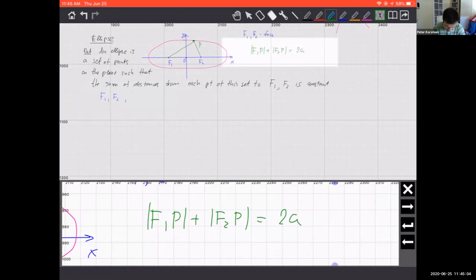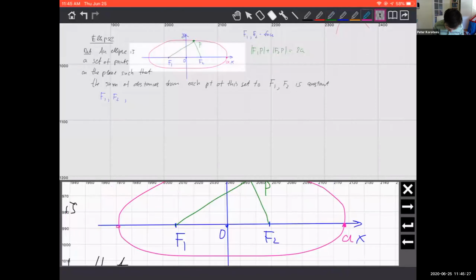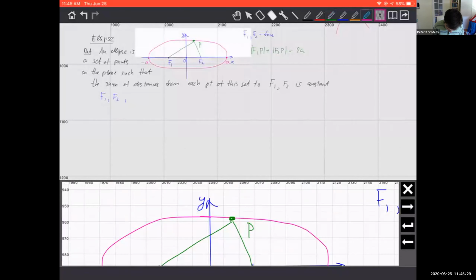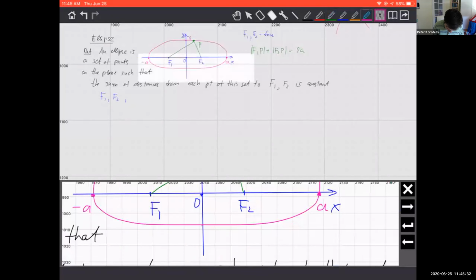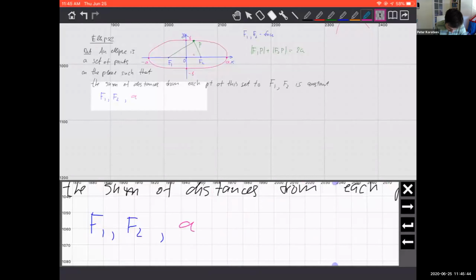So it's 2a, where a is the following thing. a is the coordinate of the intersection of the long part of the ellipse, since ellipse is squished in general. We call a the largest semi-axis. So this is a, this is minus a, this is b, minus b, and the distance from the origin to the focus is called c. So it's the choice of F1, F2 and a.